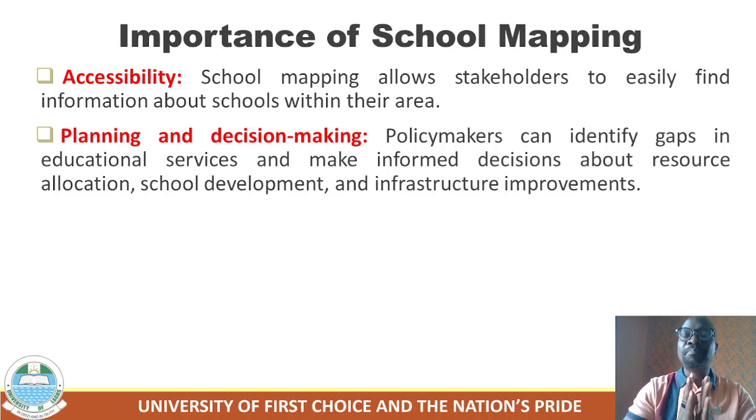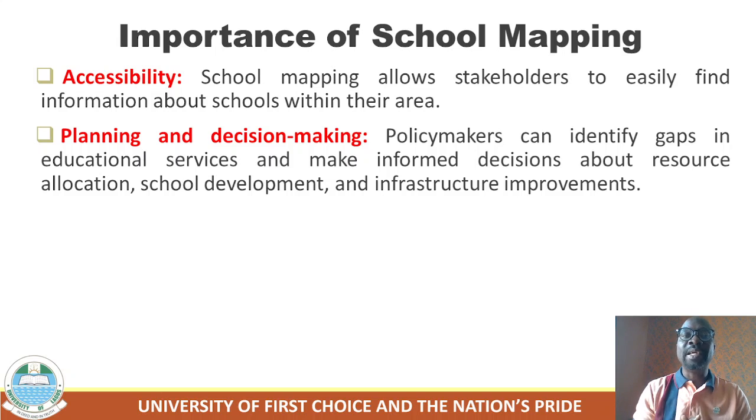The second one is planning and decision making. Policymakers can identify gaps in educational services, which will enable them to make informed decisions about resource allocation, school development, and of course, infrastructure improvements.